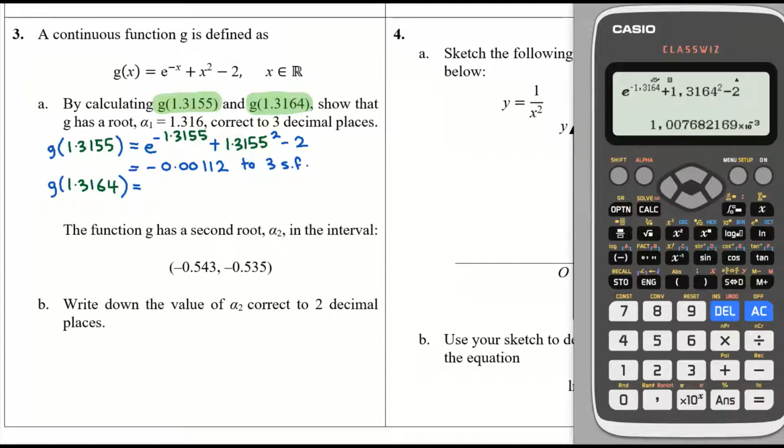Press equals. All right. So lo and behold, we get a positive number. So we're going to get 0.00101 to 3 significant figures. Okay, so that's interesting. We're getting 2 values, one negative, one positive, both very close to 0. So this suggests something rather important.